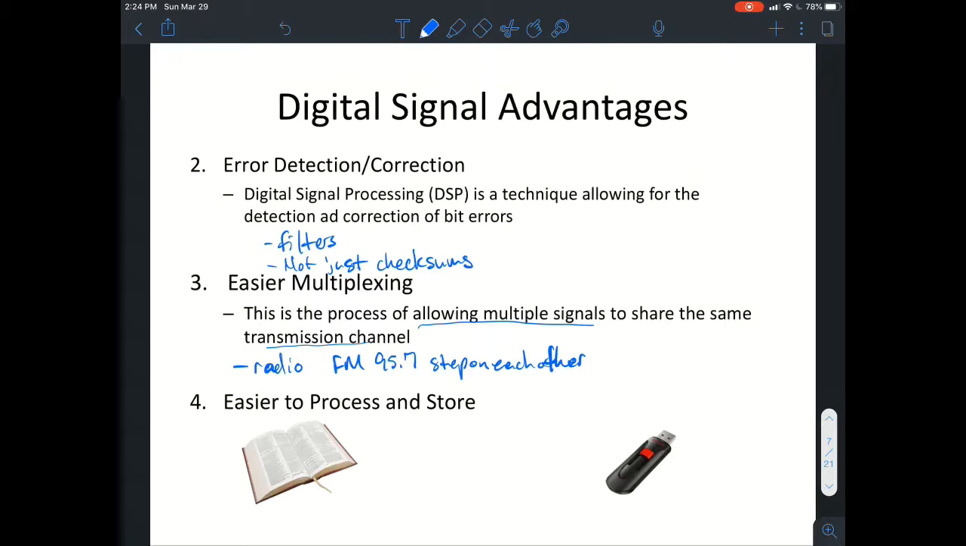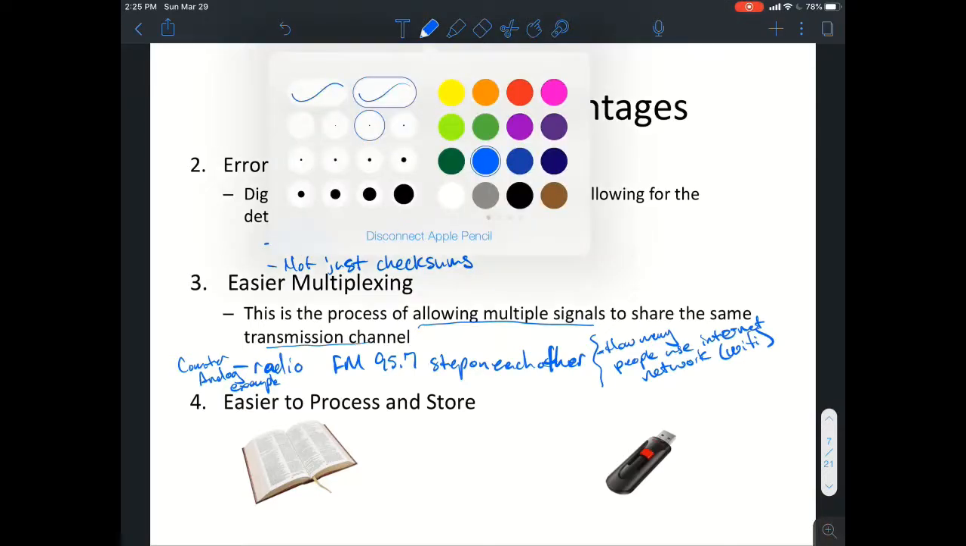When you're thinking about that, this is a counter example for analog. But if we're talking about digital systems, think about how many people use an internet network, or your Wi-Fi, at any one time. That can be an example of how those things take place and are experienced in your real life.